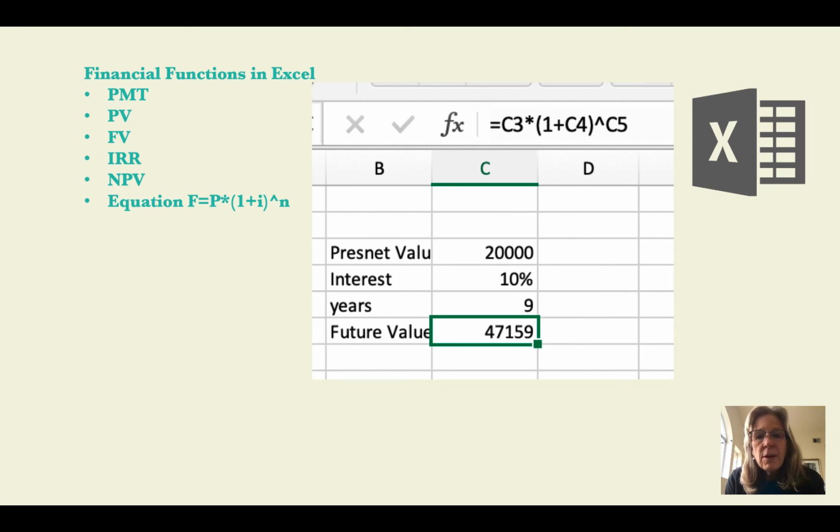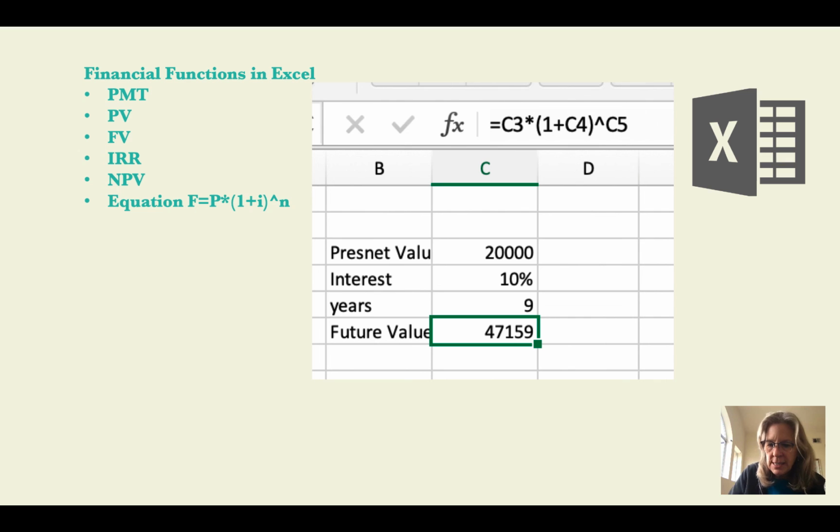Lots of times I use this equation just because it's as easy to do as the functions. And for a long time, I didn't particularly trust the functions, but in this case, the functions are much better now in Excel, and it's very much trustworthy.